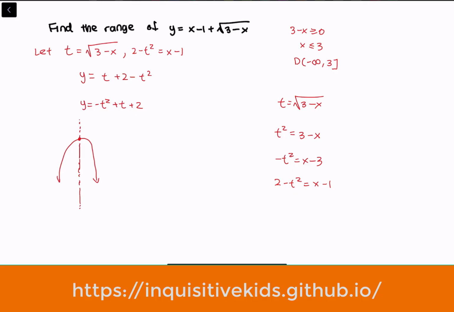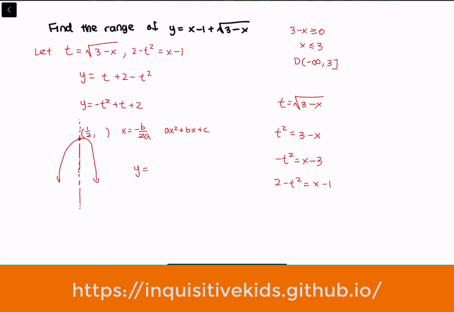The vertex has an x value of negative b over 2a, and this is referring to ax squared plus bx plus c. This is the standard form of a quadratic. So in this case, the x value of our vertex would be equal to 1/2. And now all we have to do is find the y value of the vertex. Well, we can substitute t equals 1/2 into our quadratic.